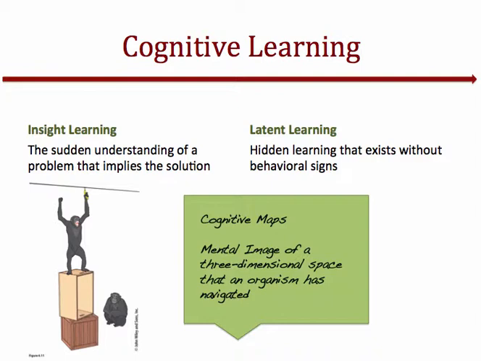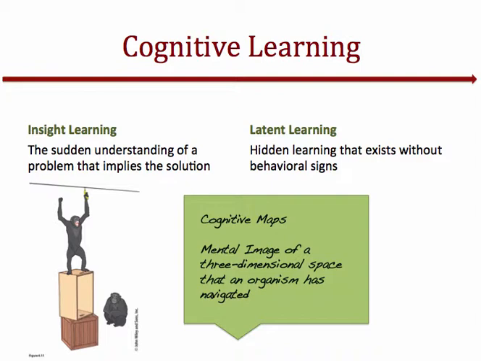Latent learning, on the other hand, is a hidden type of learning that exists without any behavioral signs. So what I mean by this is that typically the way that we assess whether learning has occurred is by looking at overt, which means observable, behaviors, but we can see that learning can be occurring without any observable changes in behavior. That is, sometimes a behavior is not demonstrated that indicates that learning has occurred, yet it has occurred.